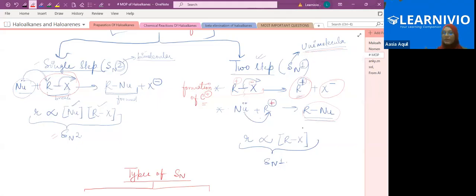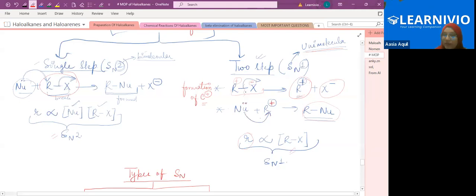So basically, an SN1 type of reaction has two steps. First step is the formation of carbocation, and the second step is the attack of nucleophile. Got it? Yes, ma'am. Okay, and you can see over here, because it's a unimolecular type of reaction, the rate of reaction is only dependent on the substrate, not on the nucleophile, because the nucleophile comes in the second step.